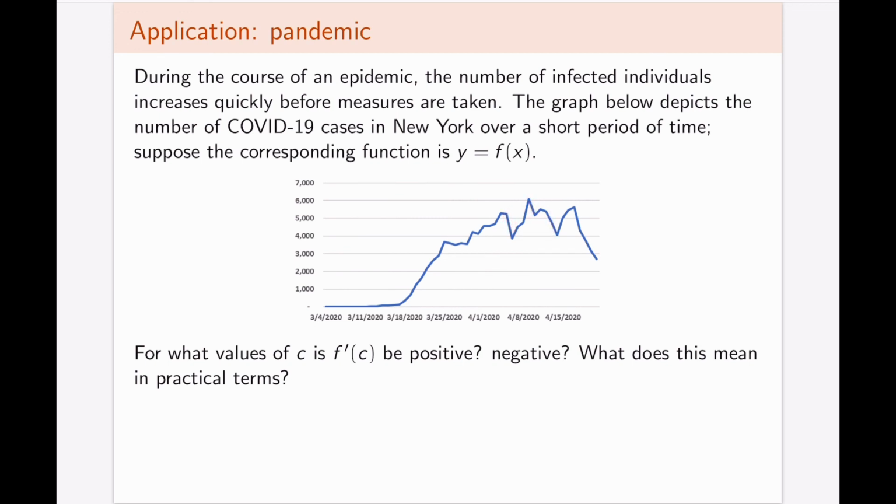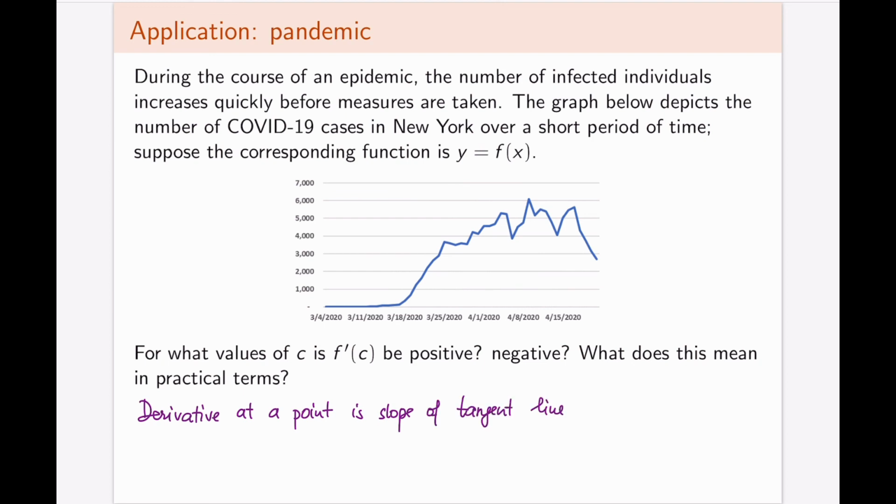The question is, if this is my function f of x that describes something, for what values c, is what we're going to call them, is the derivative going to be positive? Again, remember that if you're given a graph, there is nothing you can do algebraically. So here we will have to interpret everything from a graph. So let's recall that the derivative at a point from the graph is a slope, the slope of the tangent line at that point.